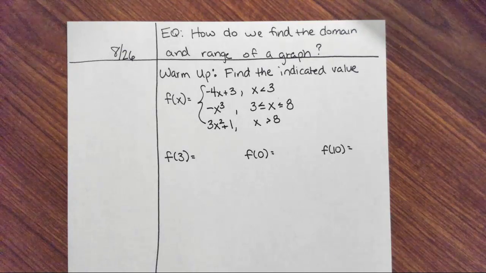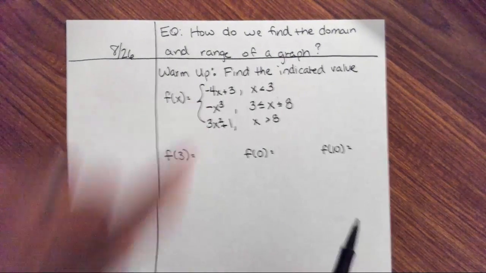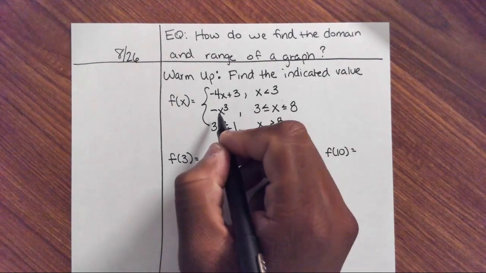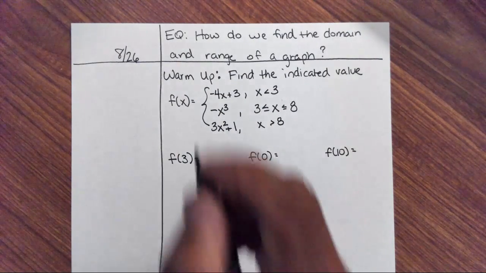Why is it the second? Because it's equal to 3, right? Why is it not the first one? Because that's not equal. It has to be less than 3. So we're going to plug it into this function right here. We plug in 3 for that. What's 3 to the third? Try it again. That's 3 squared. 27. And you take the negative. It would be negative 27.